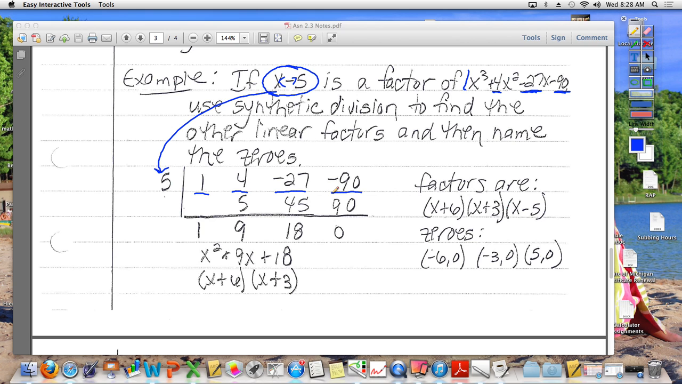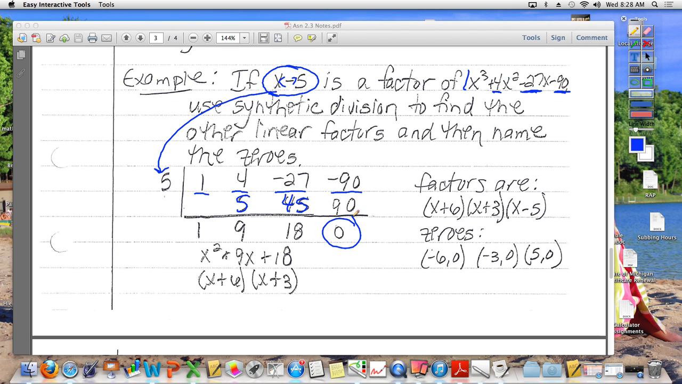You bring the 1 down. 5 times 1 is 5. Add together the 4 and the 5, you get 9. 5 times 9 is 45. Add together negative 27 and 45, you get 18. 5 times 18 is 90. Add together negative 90 and 90, you get 0.